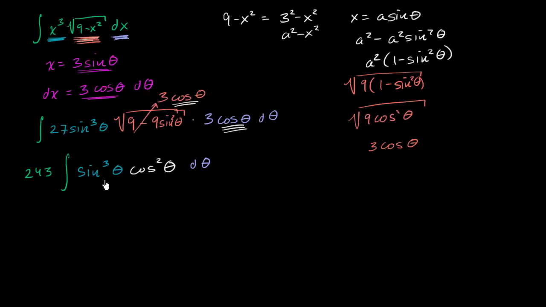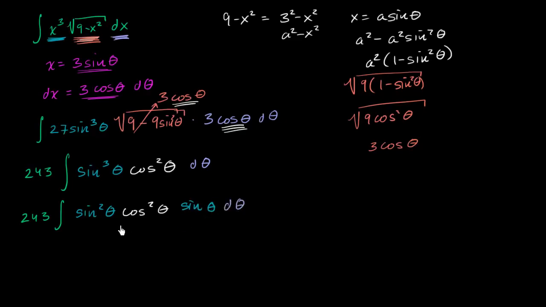And the key when you have powers of trig functions, especially when you have one of them as an odd power, is to separate one of those odd powers out so you can construct a u-substitution problem. So let's do that. This is going to be equal to 243 times the integral of sine cubed theta, which I can rewrite as sine squared theta cosine squared theta, and then I still have one sine theta right over here, d theta.